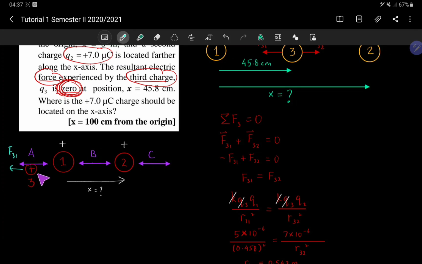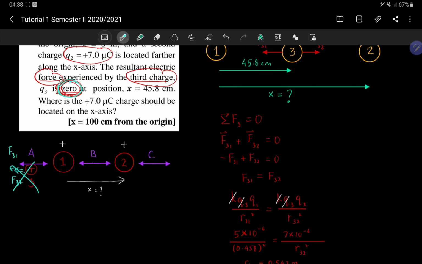At the same time, the force is also exerted on Q3 by Q2. Again, positive and positive, they repel each other, so the force exerted on Q3 is still directed to the left. That one is F32. But the condition is that the resultant force equals 0, isn't it? To the left, they are not cancelling each other. So the resultant force exerted on Q3 is not equal to 0, and it's not suitable to be here.